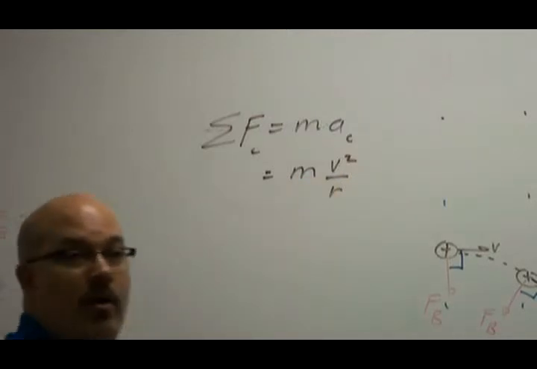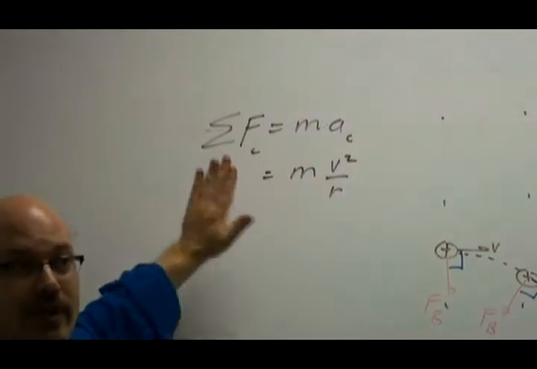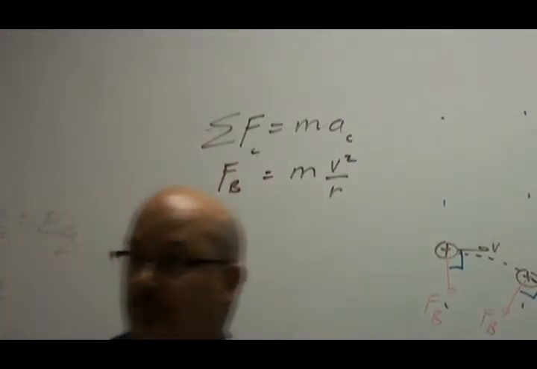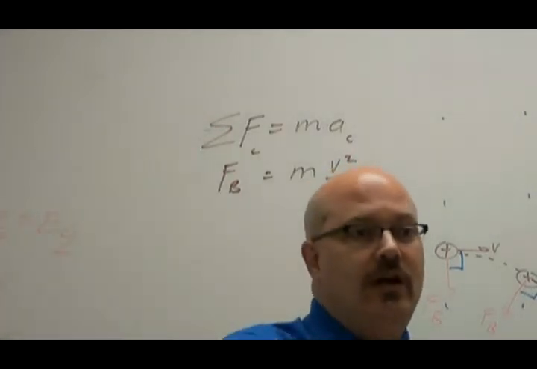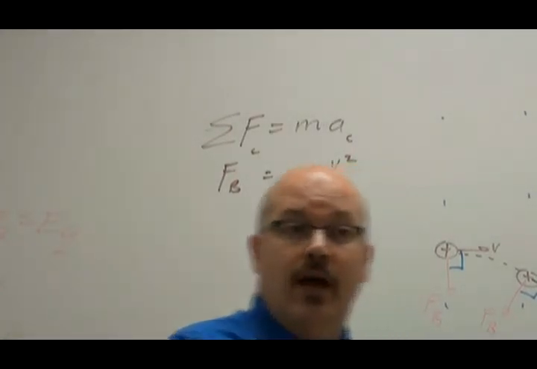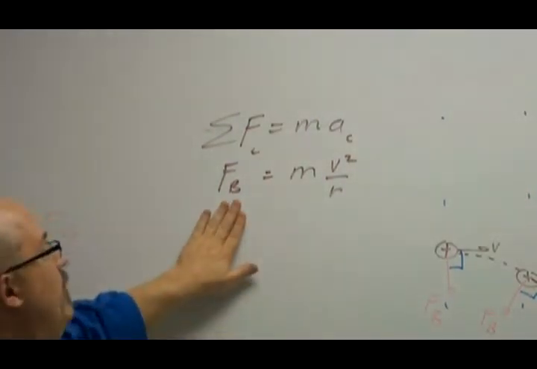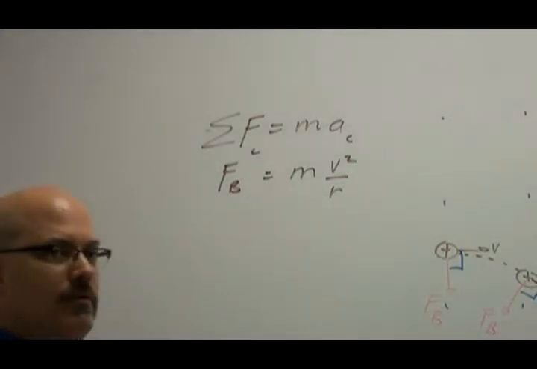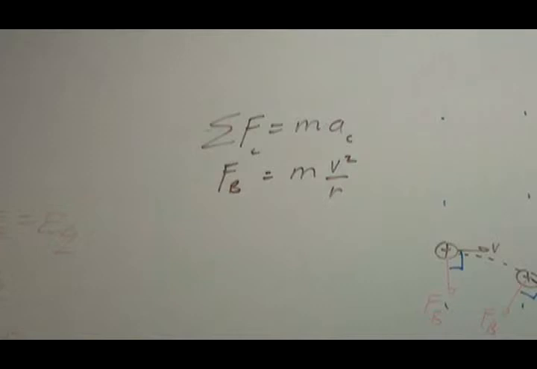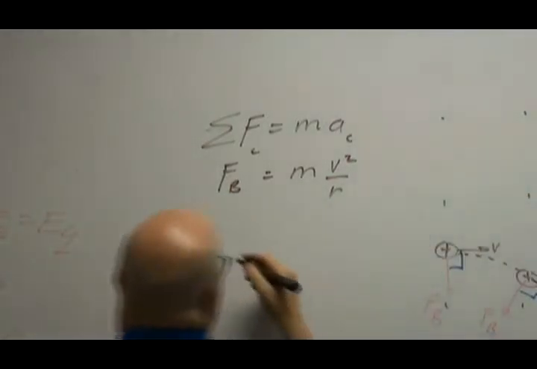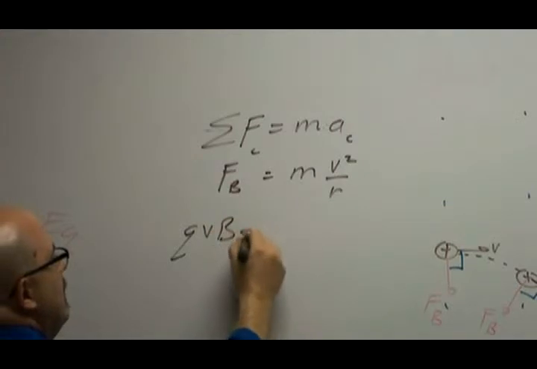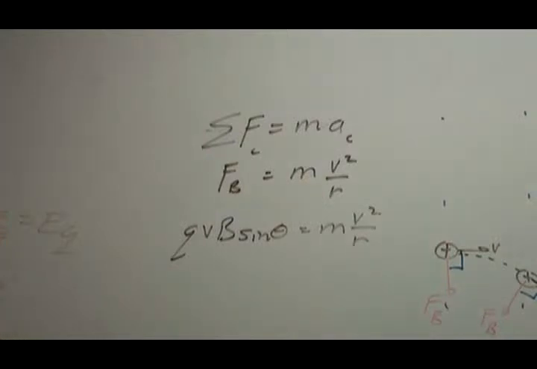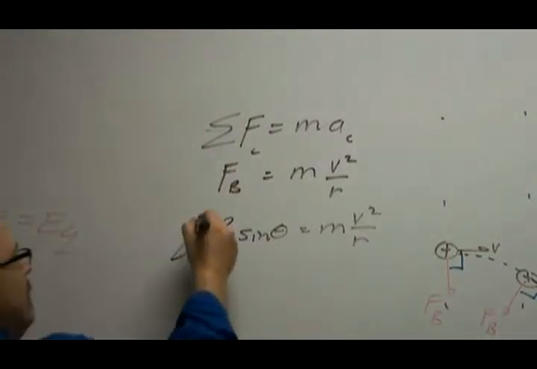But what's my force that's causing this to go in a circle? It was friction or tension or normal force or gravity, something like that. But this time it's magnetic force. Do we know what that magnetic force is? Well, we can calculate it. qvB sine theta equals mv squared over r. Is the v the same? Yes, it is. One of those goes away.